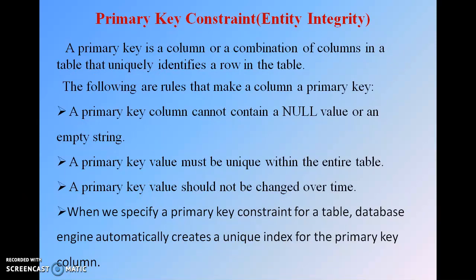Okay, then moving towards the next constraint, that is the primary key constraint. It is the most important constraint in Oracle. This constraint is considered as entity integrity. It maintains the database integrity at entity level. That's why this constraint is also referred to as the entity rule. Here primary key is a column, or you can make a combination of columns in a table, which uniquely identifies a record in the table.